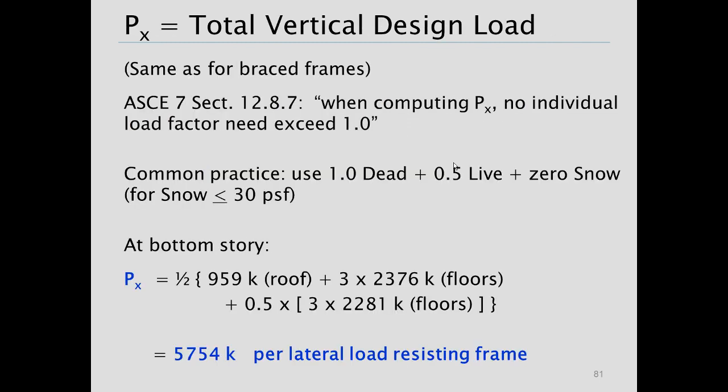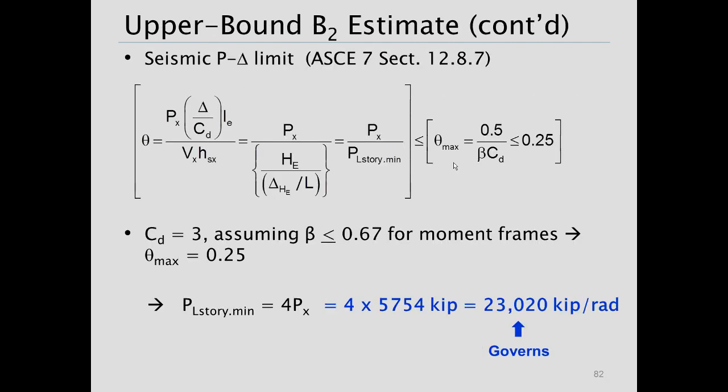All right, so now, same as what we had for brace frames before, the P sub x is 5754. Let's bring that in. 4 times 5754 is 23,020 kips per radian. And so similar to what we had for the brace frames, the seismic P delta limit is governing here for our particular design.